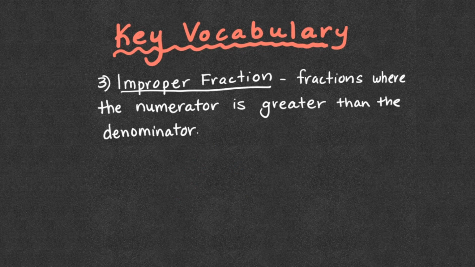3, improper fraction. These are fractions where the numerator is greater than the denominator. So for example, if we had 17/8, 17, the numerator is larger than 8 in the denominator, and these are all greater than 1 whole. So if you have an improper fraction, you have more than 1 whole.